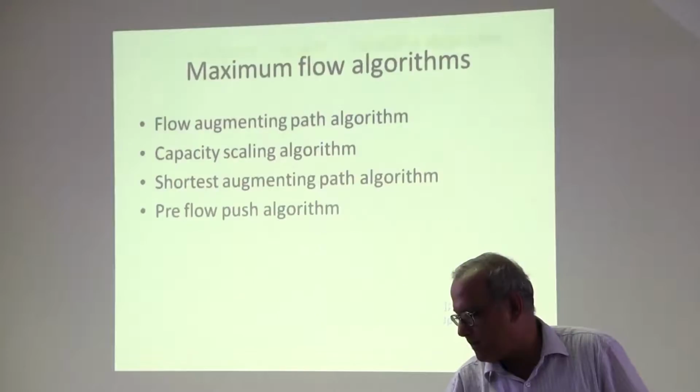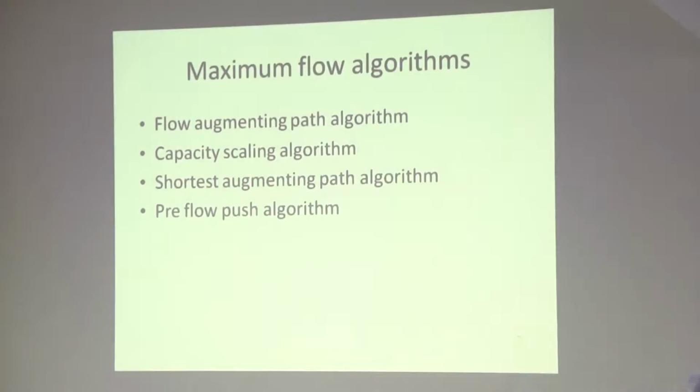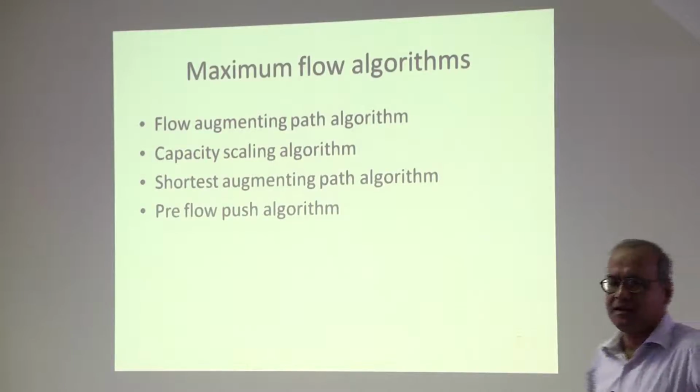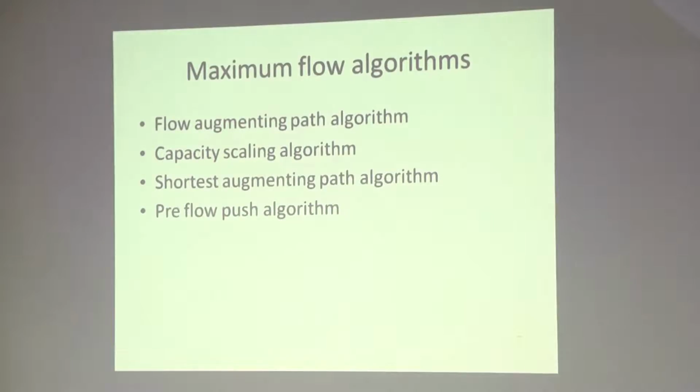What else do we do? What are the algorithms? We will see 4 algorithms today. One is the flow augmenting path algorithm, which we have seen. There are slightly better versions of it. Then we will see the capacity scaling algorithm, the shortest augmenting path algorithm, and the pre-flow push algorithm. So these 4 algorithms we will see, all with the same example.